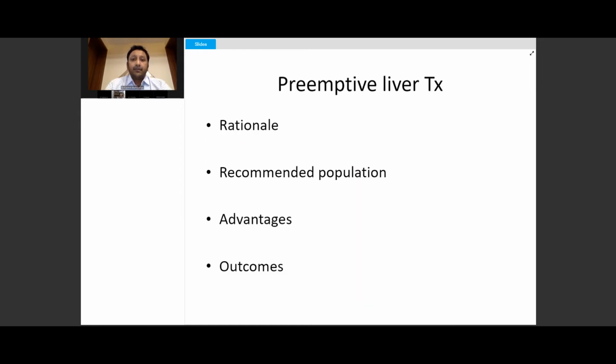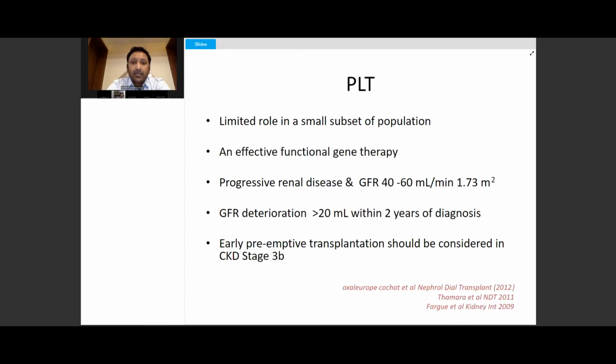And the preemptive liver transplant, what is the rationale and recommended population, advantages and outcomes, which we're going to discuss right now. The rationale of a preemptive liver transplant is it's got a very limited role in a small subset of population. Usually it is considered as an effective functional gene therapy. For example, the subset of population is usually the siblings of previously affected end stage or previously affected renal or liver failure patients.